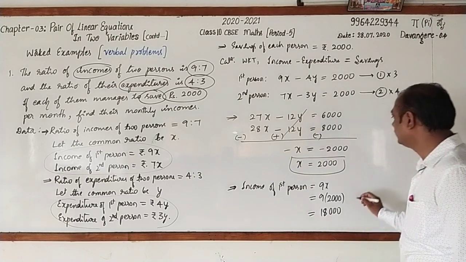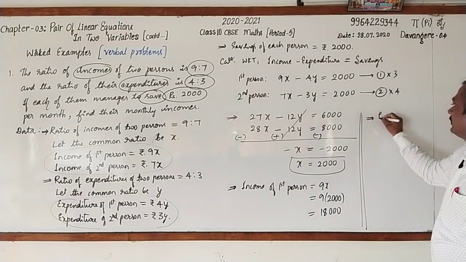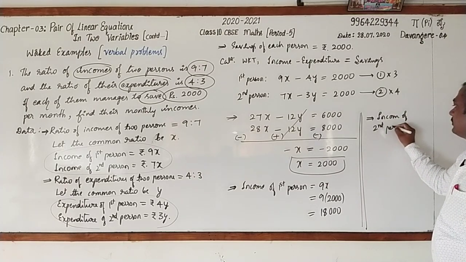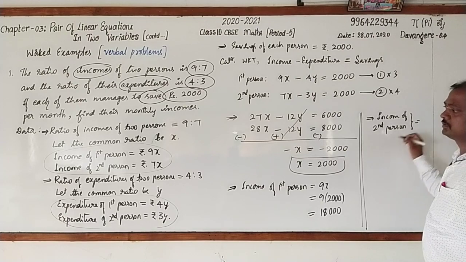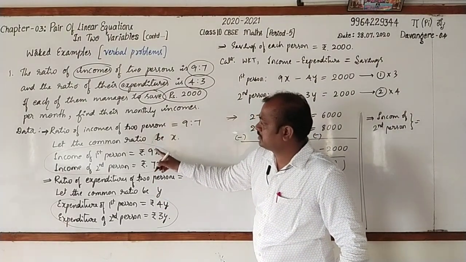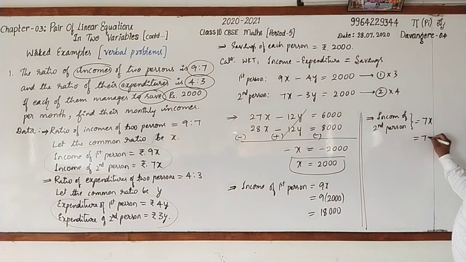Next, income of the second person. What is the income of the second person? It is 7x. 7 into x, which is 2000, will be 14,000. Clear?